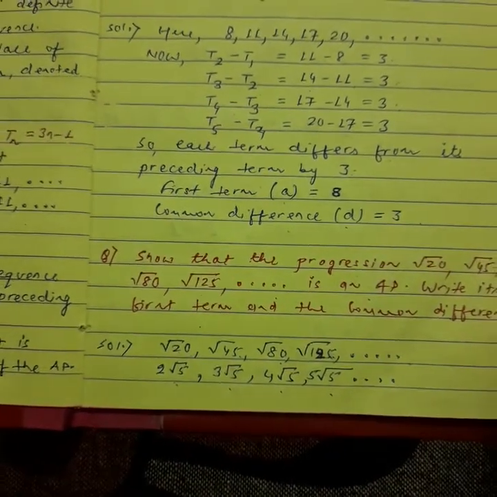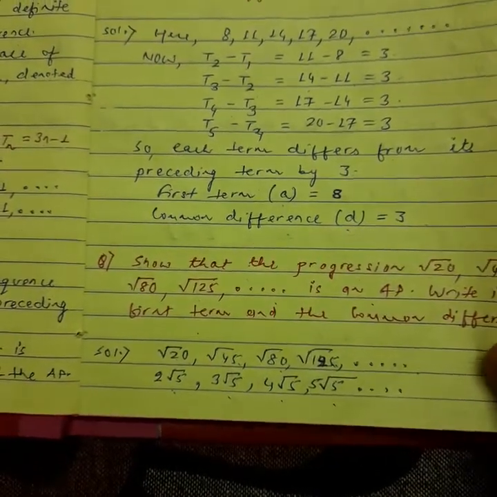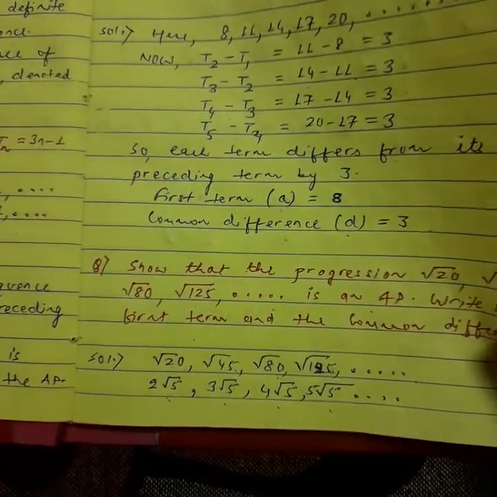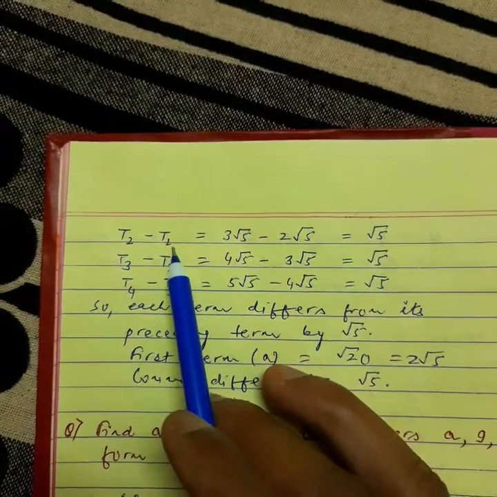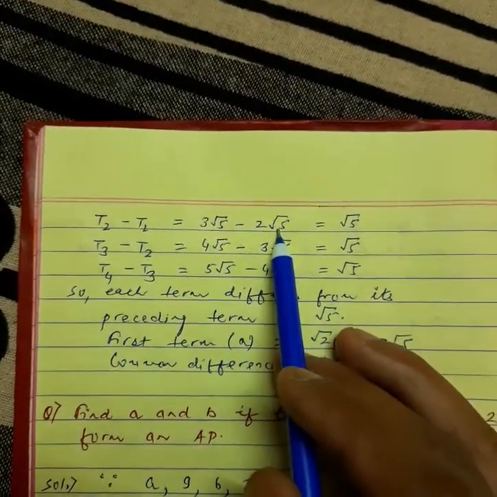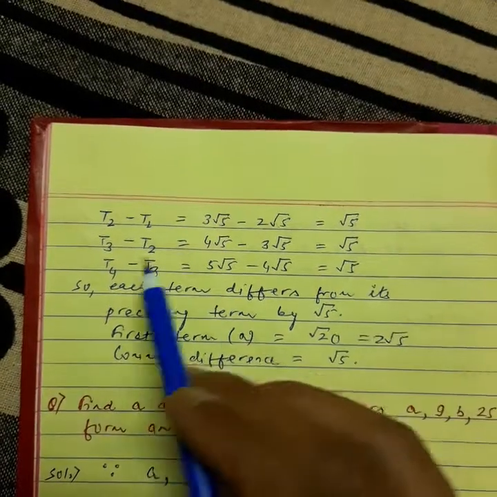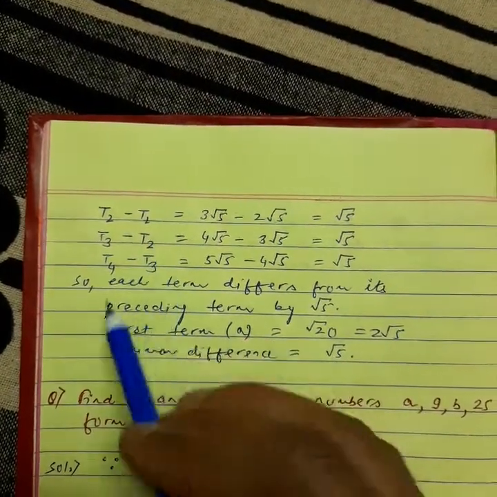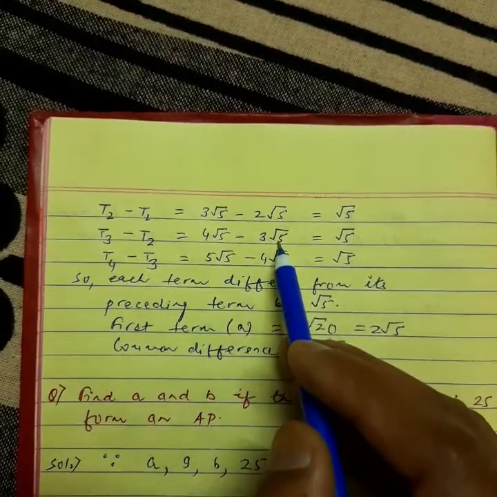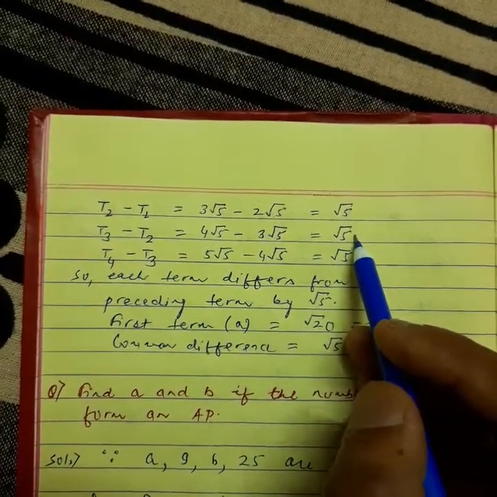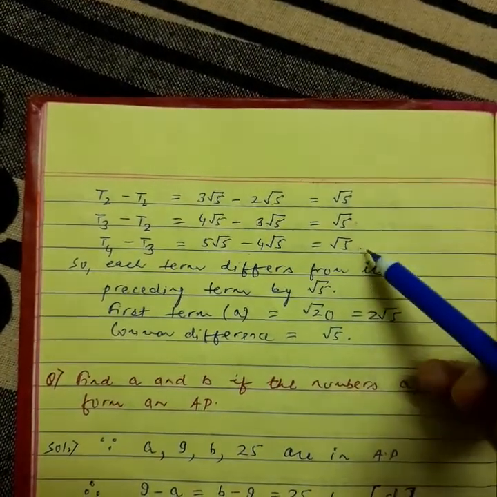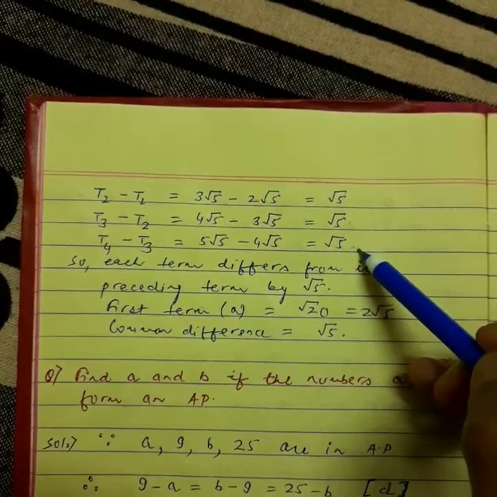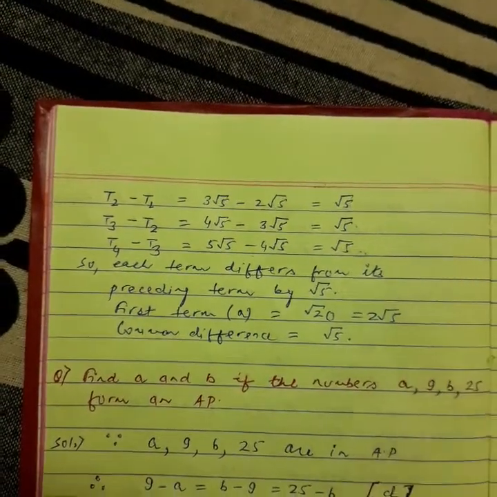Now for this sequence, let us do the same thing as we have done: we select a term, select its preceding term, and find the difference. That is, term 2 minus term 1 is 3 root 5 minus 2 root 5, which will be root 5. Term 3 minus term 2 is 4 root 5 minus 3 root 5, which will be root 5. If we check another pair, again we get root 5. So every time the difference is common, that is root 5, so we can say that this sequence is an AP.